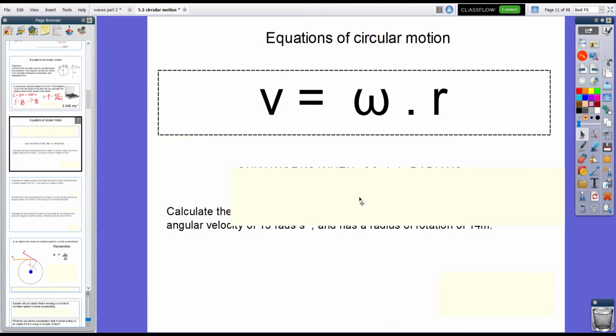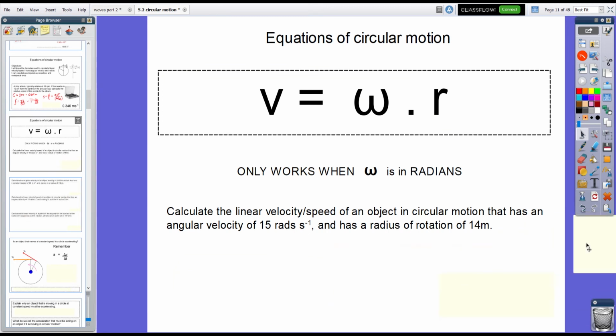So this equation is V equals omega r. It doesn't need too much derivation, we can just think about what it means. Let's think I've got an angular velocity of 2 pi, because an angular velocity of 2 pi radians per second means that you're going round once per second. Well, how far do you travel in 1 second? You'll travel 2 pi r.